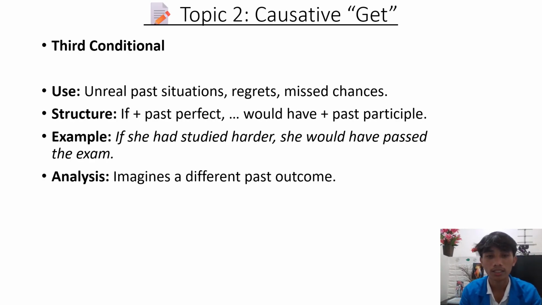This is the third conditional. The structure is if plus past perfect, would have plus past participle. It expresses an unreal past situation, often with regret. For example, if she had studied harder, she would have passed the exam. This imagines a different past outcome that did not happen.